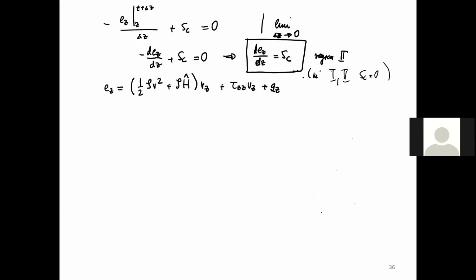Now, I need to take a derivative of this, but let's take a look at it first. I'm going to do the simple part first, and that is the fact that tau ZZ is minus 2 mu dVz dz, correct? Does everybody agree with me? If you look up in the appendix, then that's what we get.